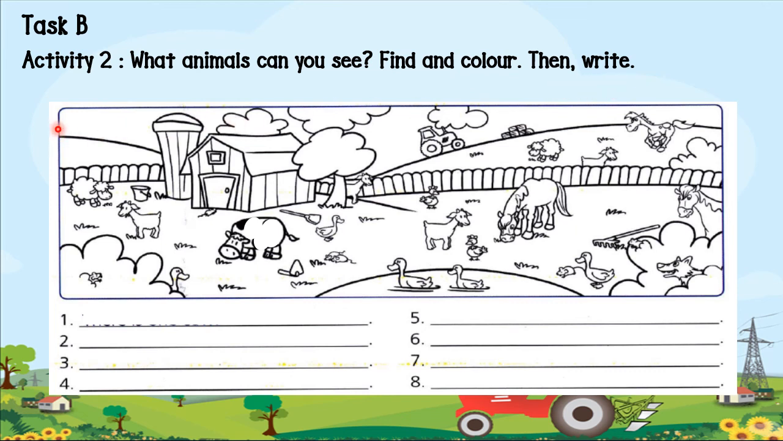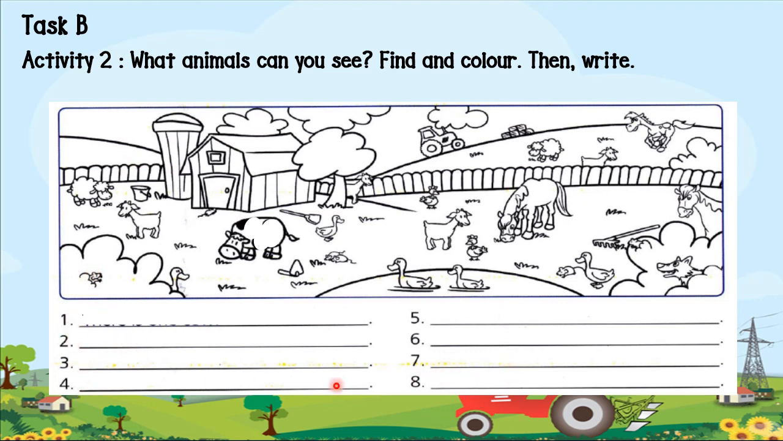Okay, so you need to look at the picture. What animals can you see? Find and color the animals. I repeat, color the animals only. Then write about the animals.